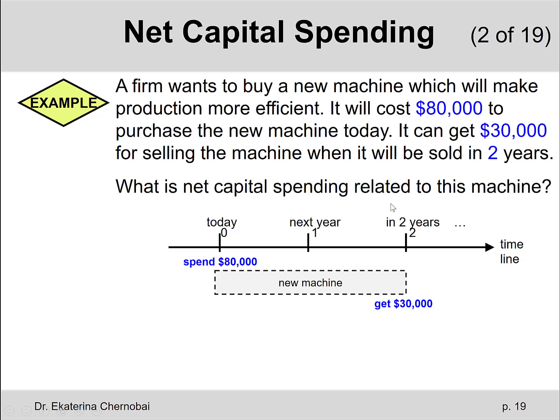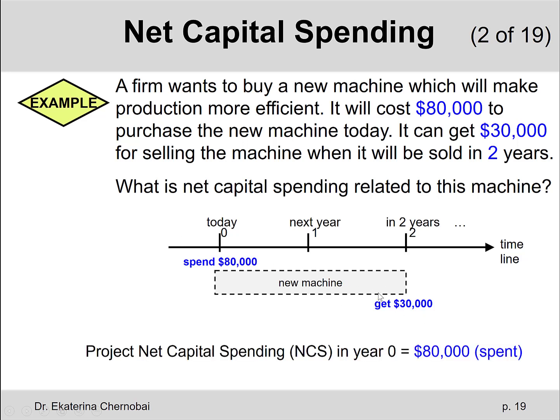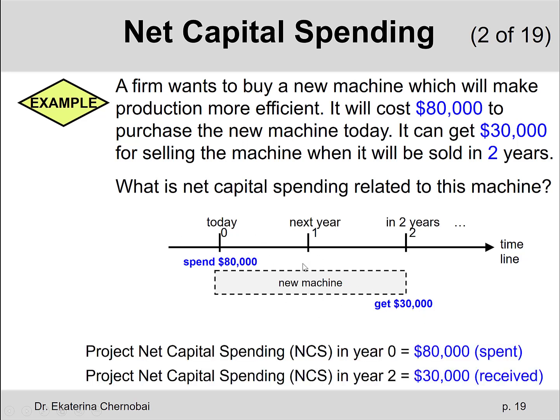To answer this question, you actually don't need to find some sort of difference between 80,000 and 30,000. You just separate the two dollar amounts because they occur at different points of time. So for this question, you would say that the project net capital spending in year 0 is $80,000, which is spent, and in 2 years it's $30,000, which is the money received. You don't need to combine them.